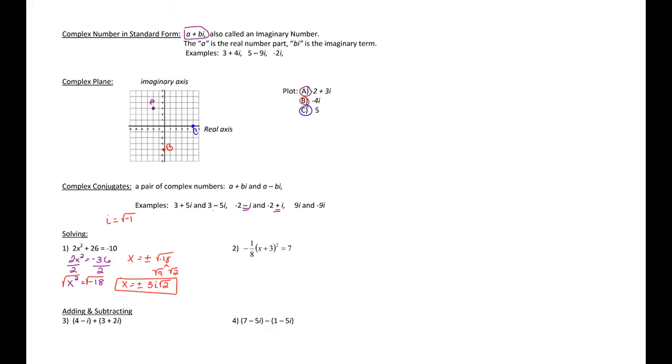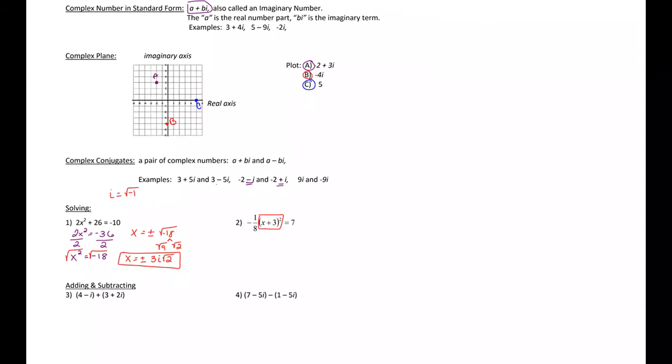Try and do the same thing for example 2. Remember, get the squared term by itself, then take the square root of both sides, and if you end up with a negative underneath the square root, pull it out as an i.